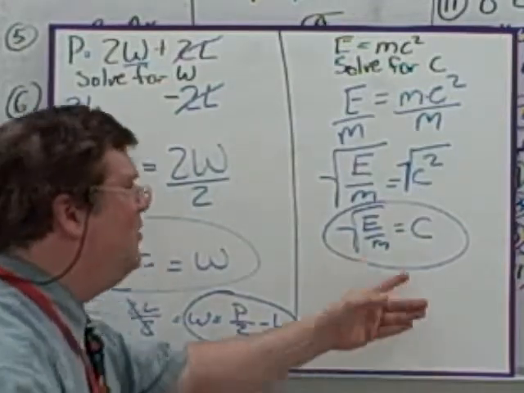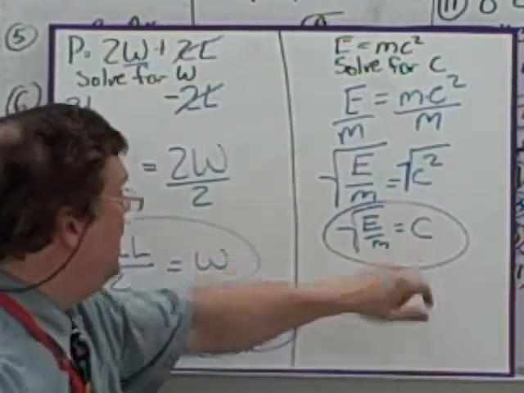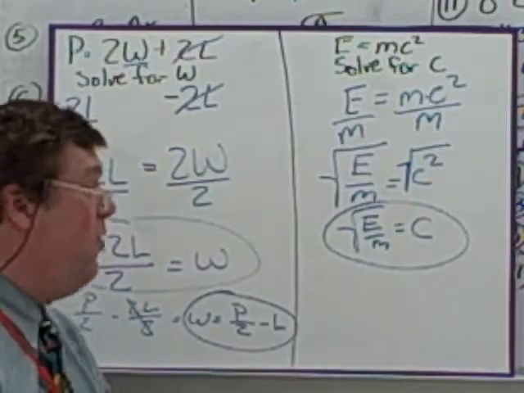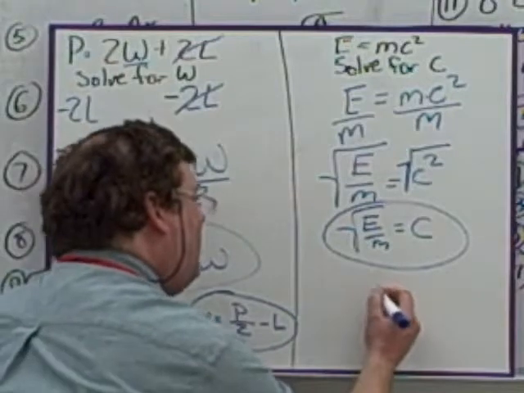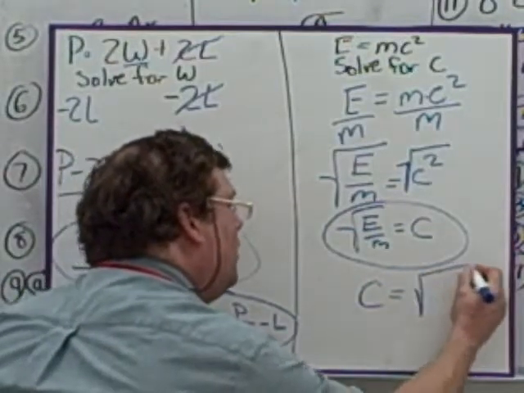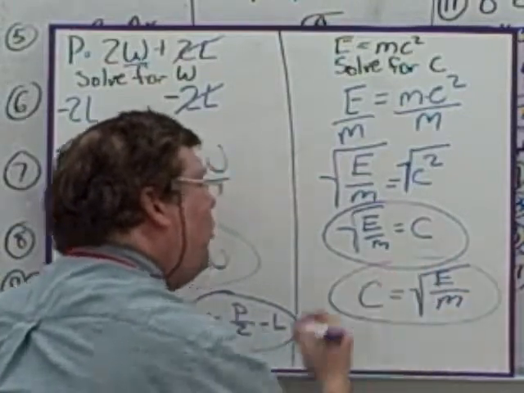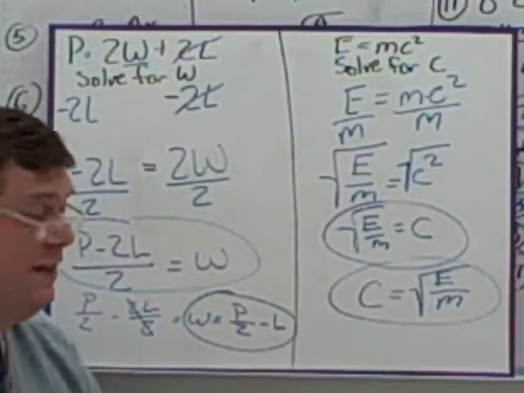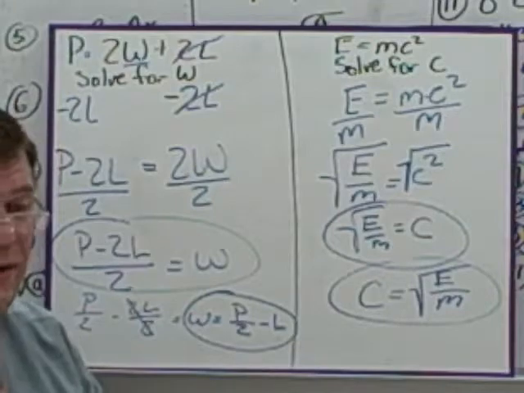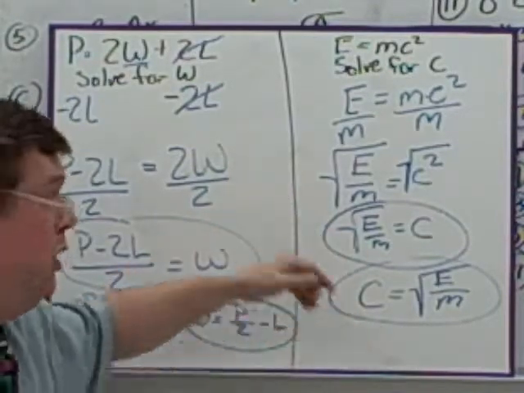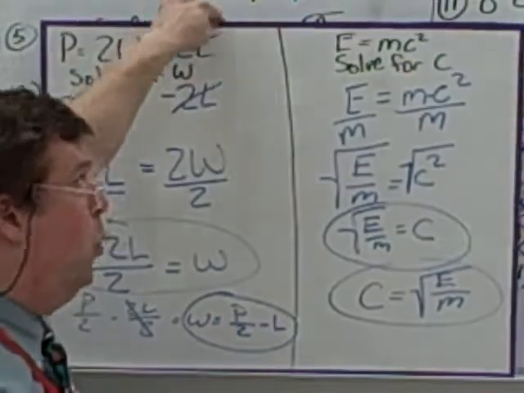It's okay to have your c over here. Once you got the variable alone, it doesn't matter which side it is on as long as the variable is all alone. Because this is the same as saying c equals the square root of e over m. Both of these are the same thing. So it doesn't matter which side of the equation your variable ends up on, as long as it's alone. I want to be alone.